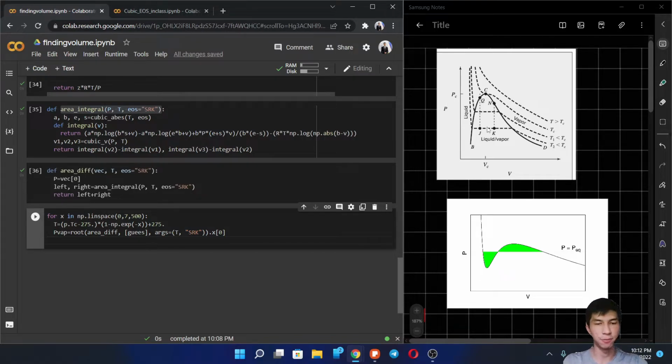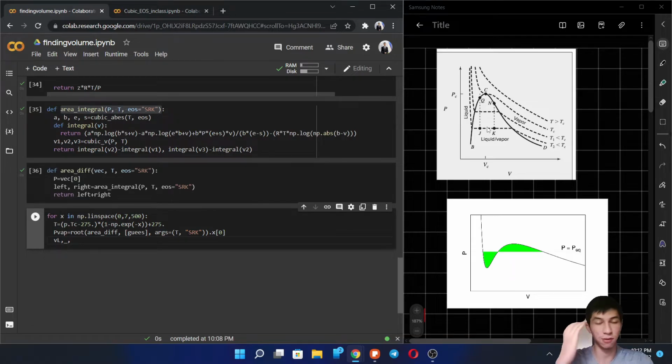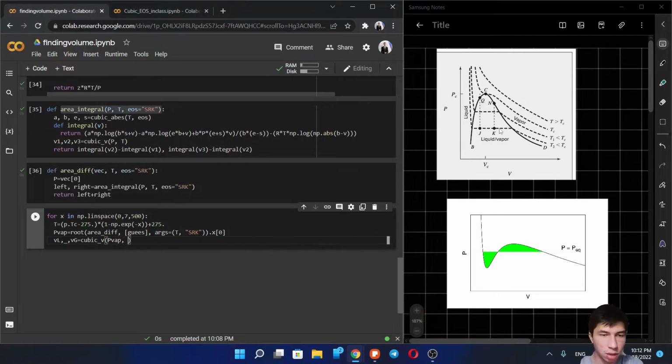So we're going to have VL. As we don't need the second value, we're going to just define it as an underscore. And we're going to have V gas, okay? And it's going to be cubic V, and this time it's going to get the value for pressure from vapor pressure, okay? And temperature.